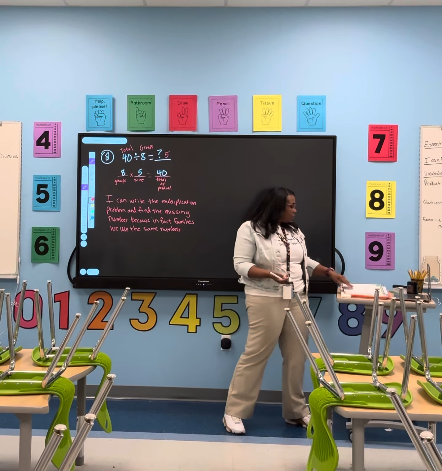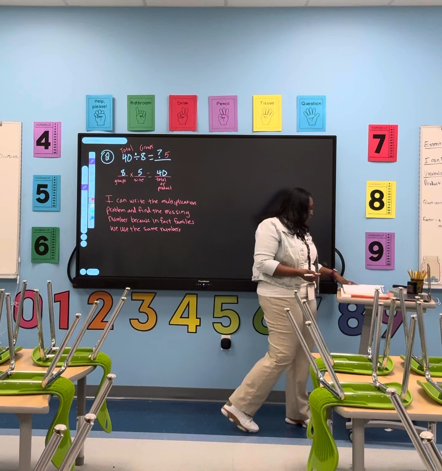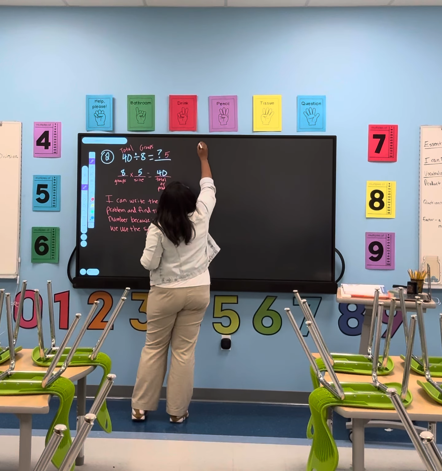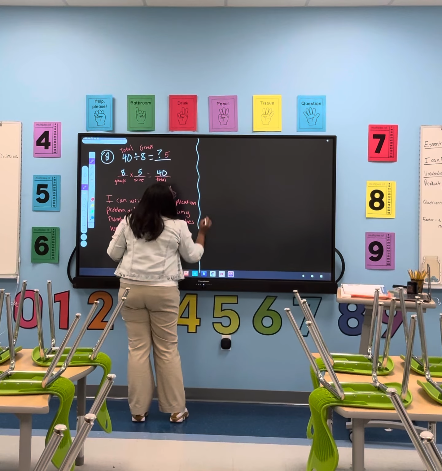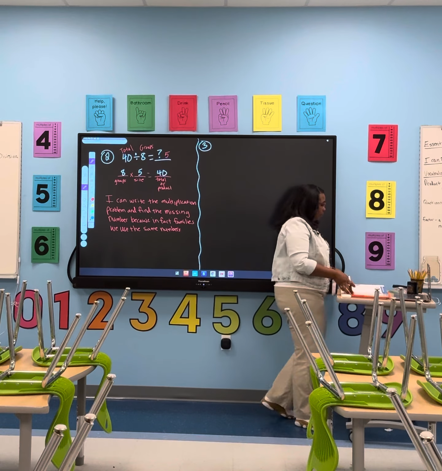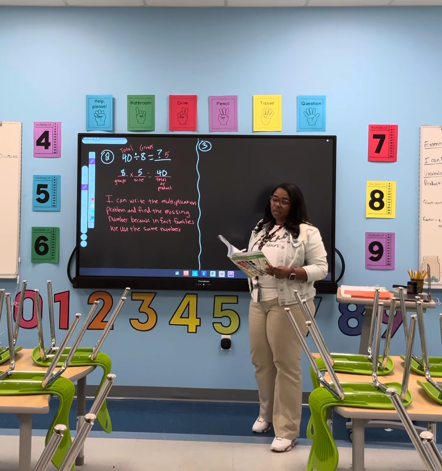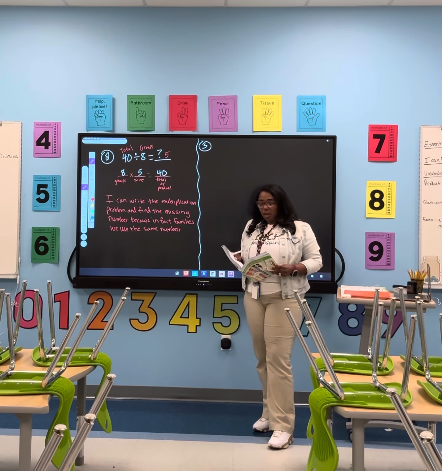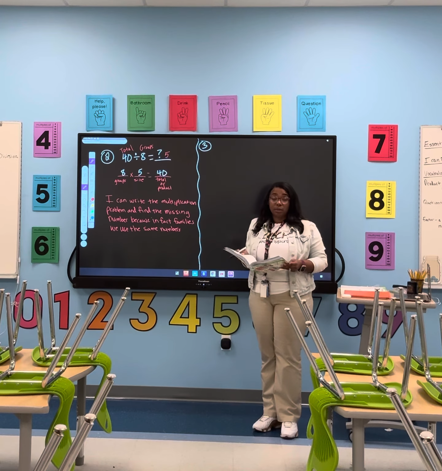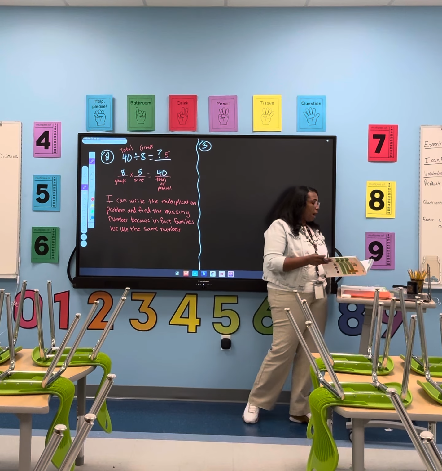So now let's go ahead and go to number 3. I'll write that on my board. So number 3, and that is on page 254. Number 3 says, Jada has 28 muffins. She puts the same number of muffins into each of 4 boxes. How many muffins are in each box?